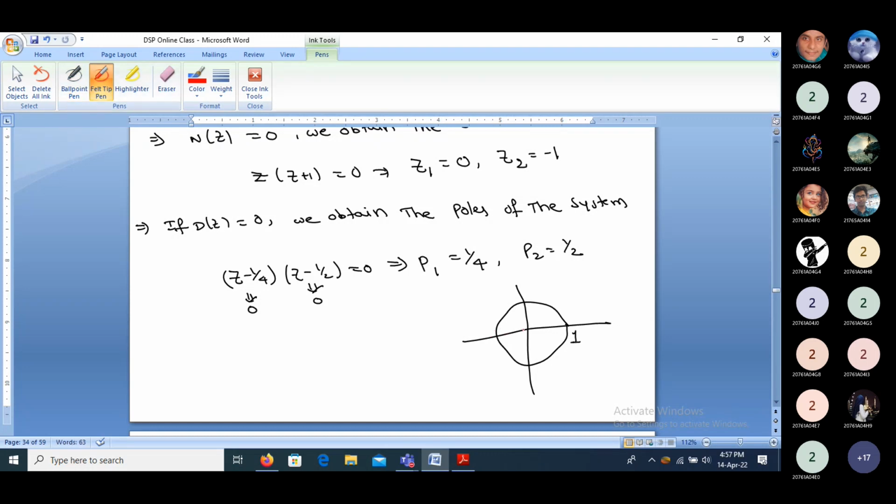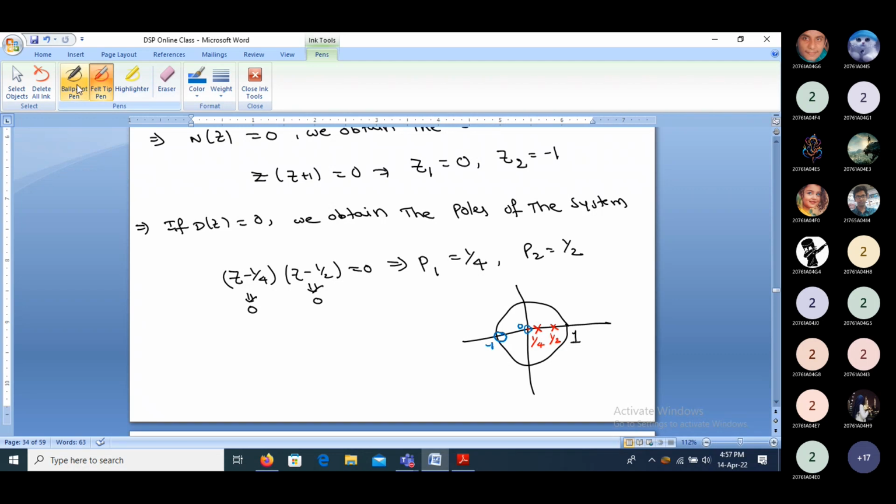Poles P1, what is the value of P1? One pole is located at 1/4, and another pole is located at 1/2. The zeros are denoted by the circle, so Z1 is equal to 0 and Z2 is equal to -1. So this is the unit circle.